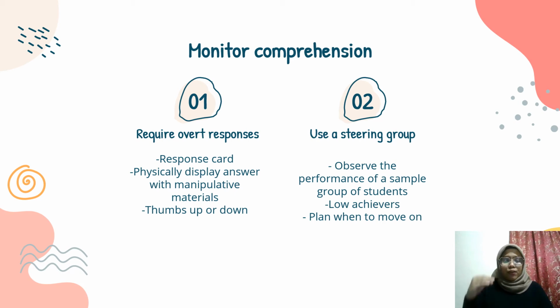The teacher can set up a goal on the steering group by observing the performance of a sample group of students. So the sample group of students must include low achievers and also high achievers. Okay, so the teacher will compare and observe the performance of both groups, low achievers and also high achievers, and then from there the teacher will be able to know when to move on, and plan when to move on to the next topic by having an observation from the performance of the sample group.